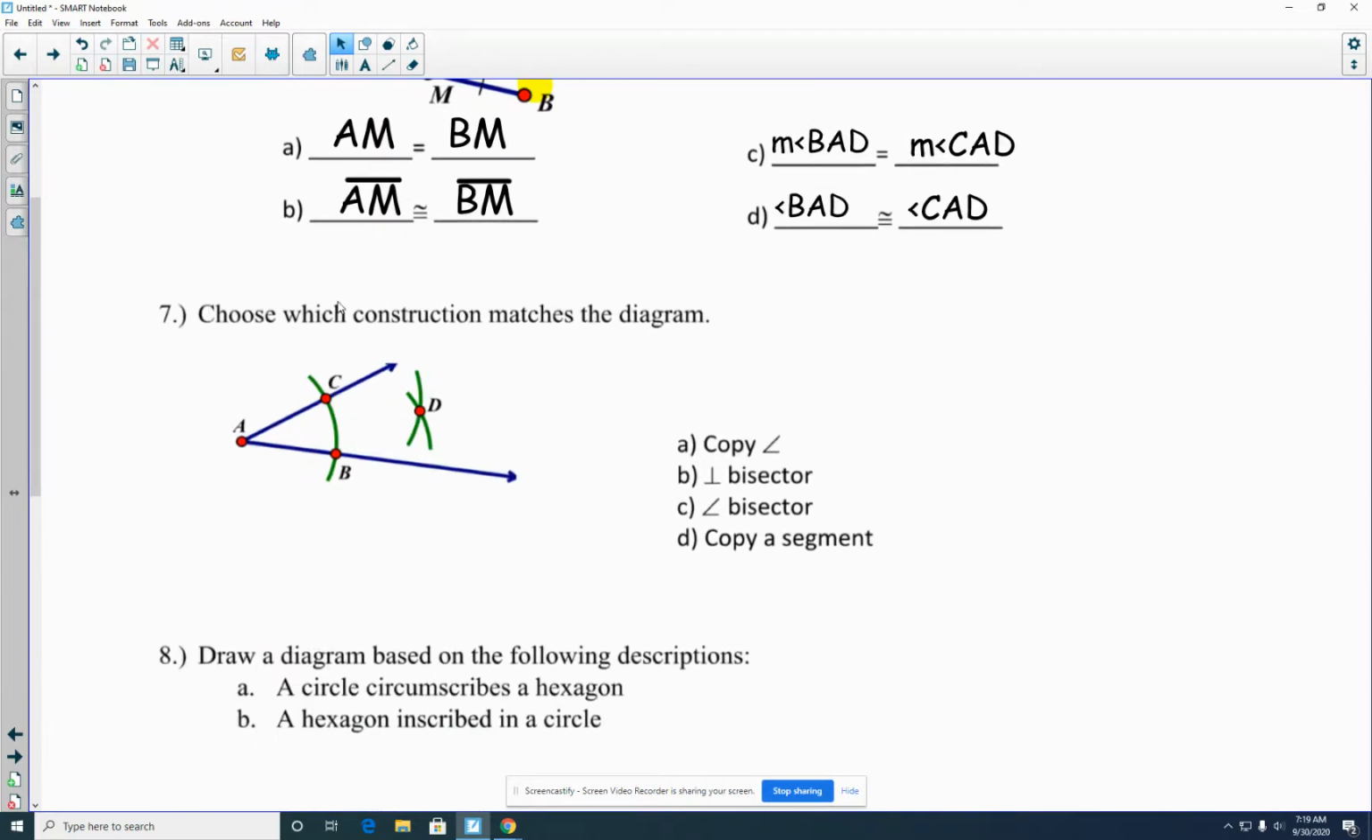Okay, number 7, choose which construction matches the diagram. Okay, so how would this first be finished? It looks like they opened up from A to C, swung an arc, moved it to B, swung an arc, and then to C and swung an arc. So the last step here would be to actually complete the diagram. I would go from A through D, and that means I just constructed an angle bisector. So let's change this, and I'm going to circle angle bisector. That's C. There we have it.